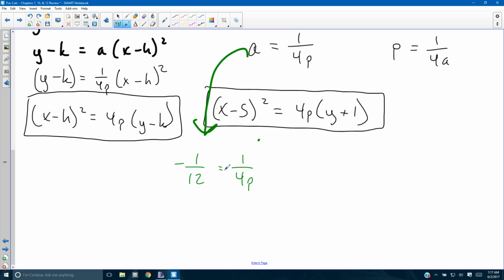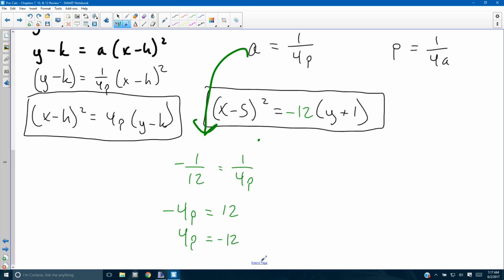Multiply both sides by 4p and both sides by 12. It's cross multiplication there. We'll get negative 4p equals positive 12. So 4p is negative 12. The reason I'm writing that is so I can give you this number right here. This number will be a negative 12 right there. So you can write the equation like this, and that matches up just fine.